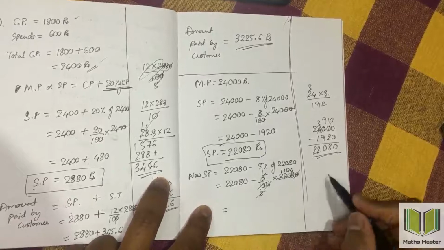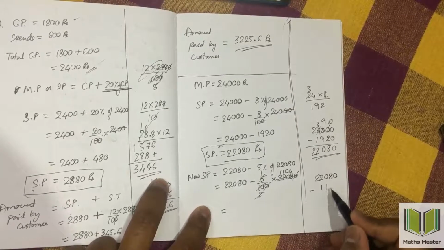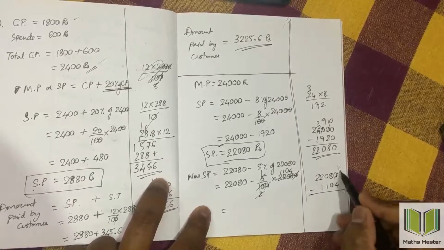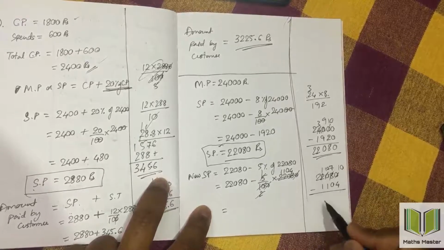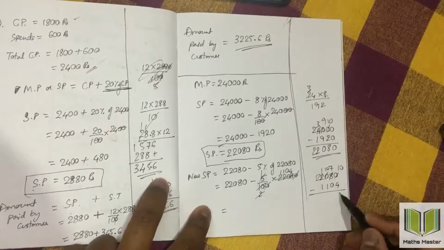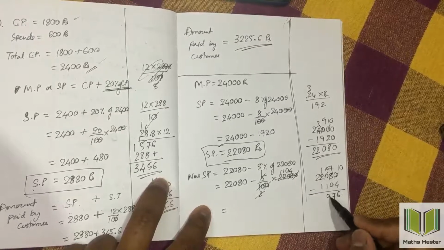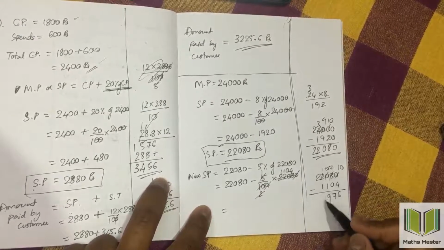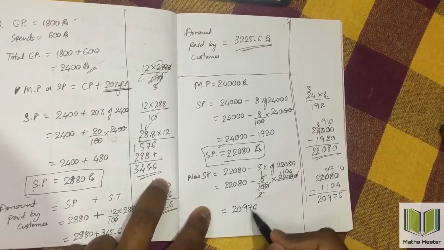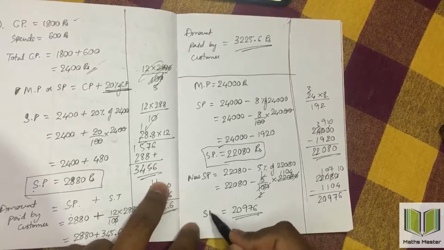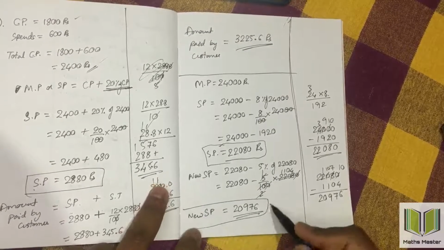So which makes it 22,080 minus 1104. So I'll be getting 10 minus 4 is 6, 7 minus 0 is 7, 10 minus 1 will be equal to 9, 1 minus 1 is 0, 2. 20,976 will be the new SP. New SP will be equal to 20,976 rupees.